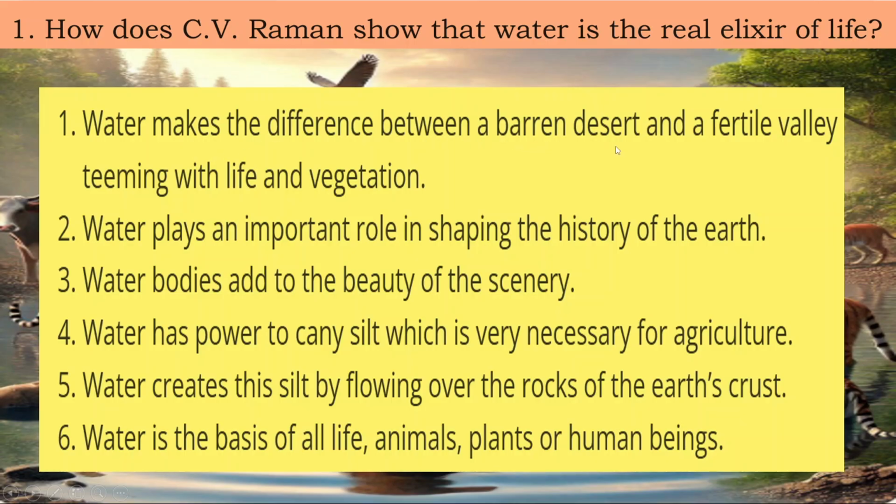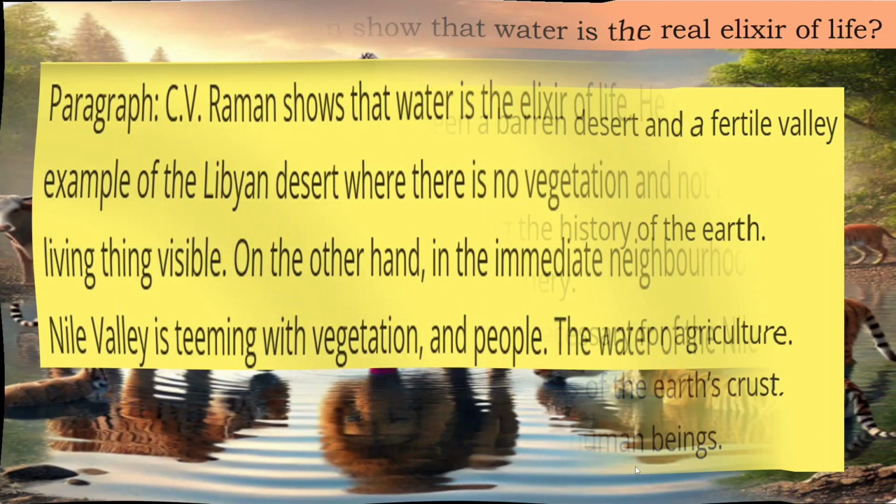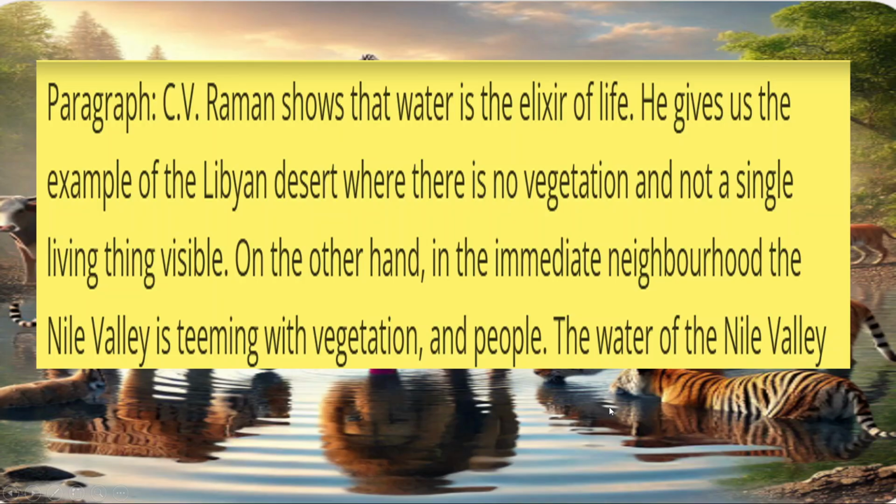One, what makes the difference between the barren desert and the fertile valley teeming with life and vegetation? Two, water plays an important role in shaping the history of the earth. Third one, water bodies add to the beauty of scenery. Fourth, water has the power to carry silt, which is very necessary for agriculture. Fifth one, water creates this silt by flowing over the rocks of Earth's crust. Sixth, water is the basis of all life: animals, plants, and human beings. If you want to write in paragraph form in the exam, you have to write like this. If you make notes in points like in the previous slide, that makes you easily remember the points.